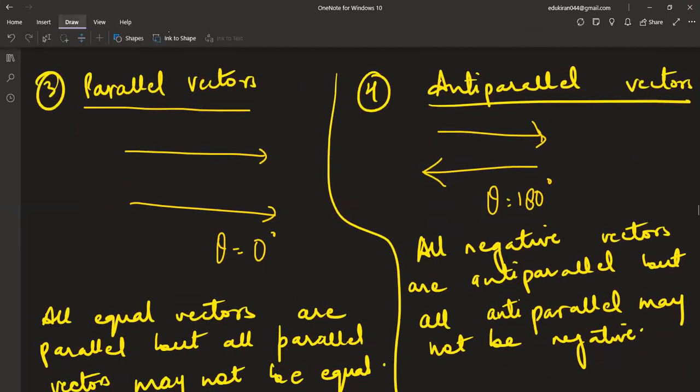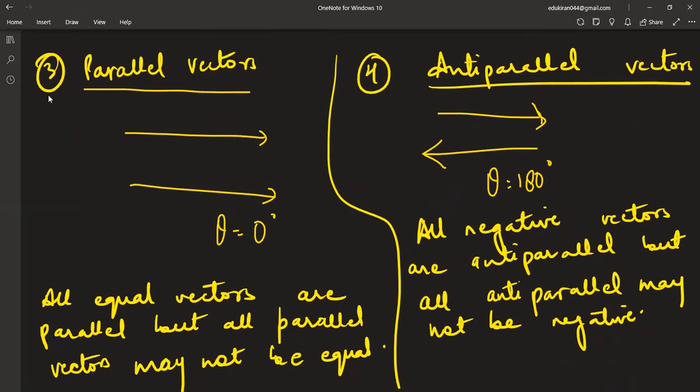Class, these two vectors are important. These terms will be used so much: parallel vectors and anti-parallel vectors. Get your basics cleared here only. See, when two vectors are parallel, this means that the angle between the vectors is 0 degrees. It means both the heads should point in the same direction and the tails should be in one direction.